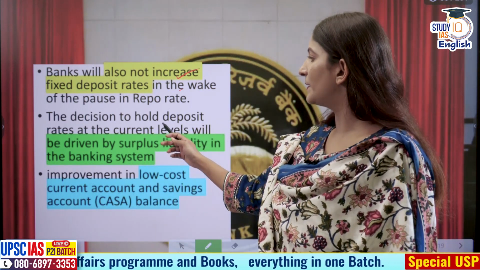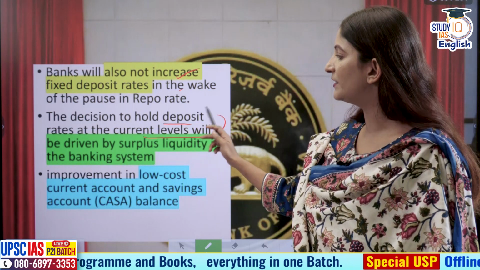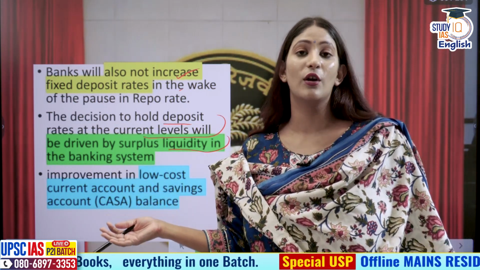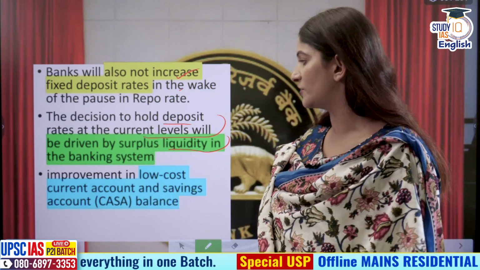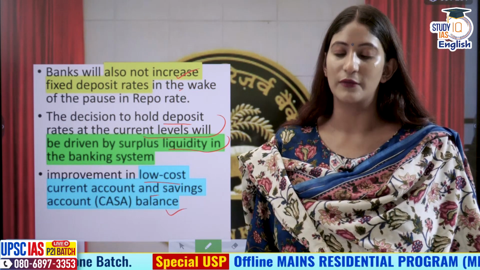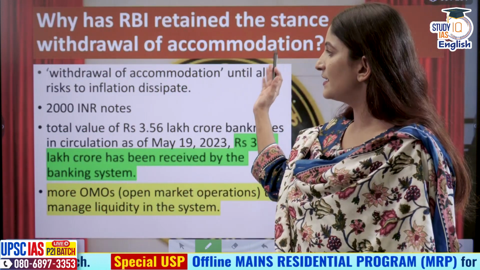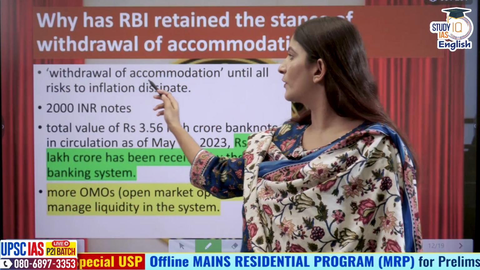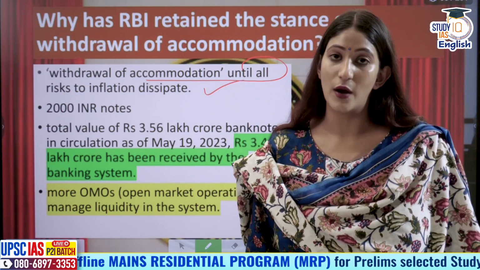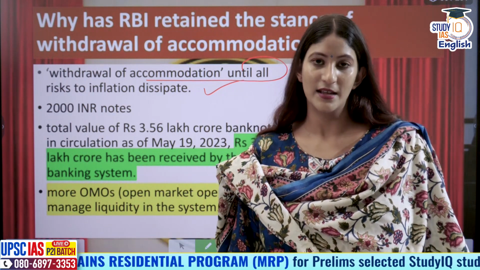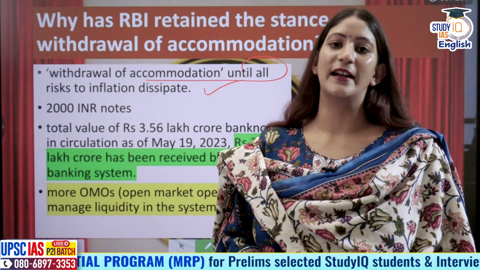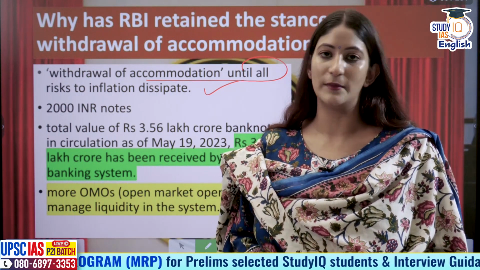The decision to hold deposit rates at the current levels will be driven by surplus liquidity in the banking system. As I told you, because of the withdrawal of the 2000 rupee notes from the circulation, there is an improvement in the low cost current account and savings account. There is going to be a withdrawal of accommodation until all risks of inflation go away. That will take time, because both domestic and external factors are not in favor of the economy right now.